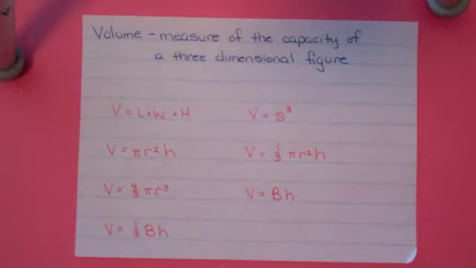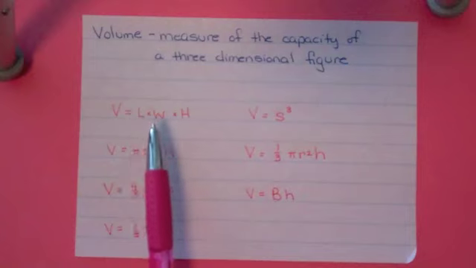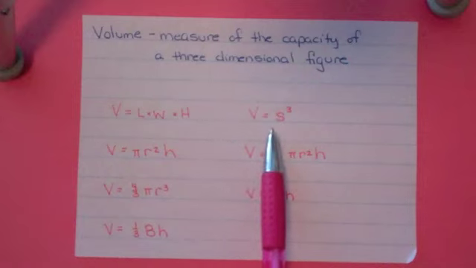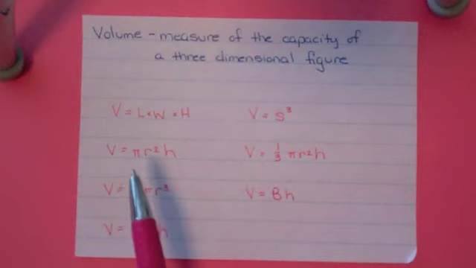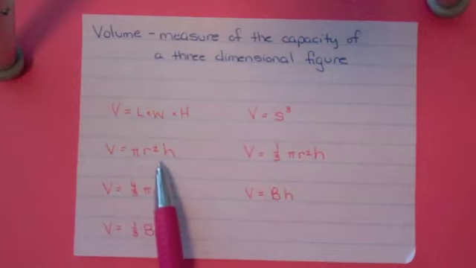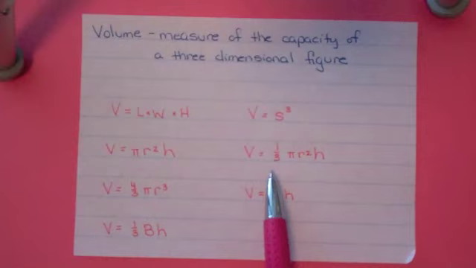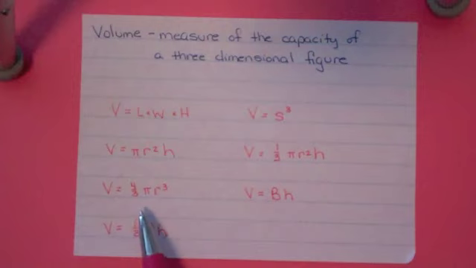Some of the formulas we have for volume are the volume of a rectangular solid, length times width times height. The volume of a cube, just cube the length of the side. The volume of a cylinder, pi r squared times h. The volume of a cone, which is 1/3 pi r squared h. The volume of a sphere, which is 4/3 pi r cubed.